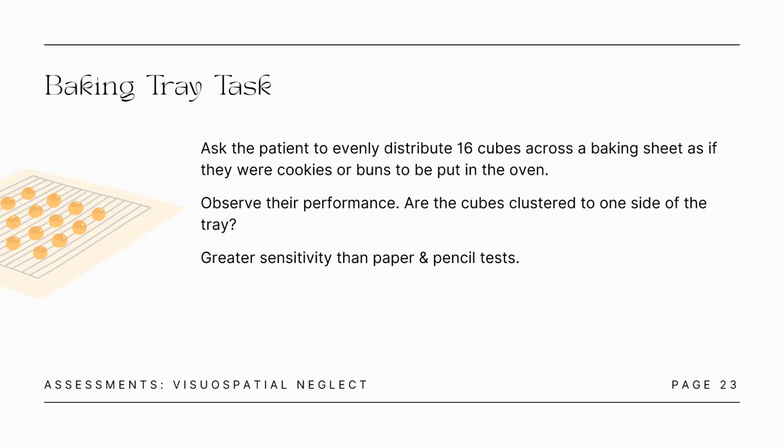So in the baking tray task, patients are asked to arrange items evenly across a tray as if they were buns on a baking tray. Studies have used the cubes, those wooden cubes, and asked them to arrange them on a tray like they were buns or cookies. Patients with visuospatial neglect have been found to demonstrate a clear spatial bias on this task, and will be crowding all of the items onto one side of the tray area.